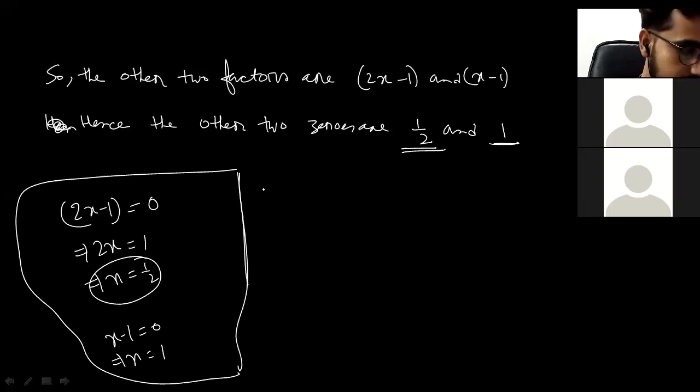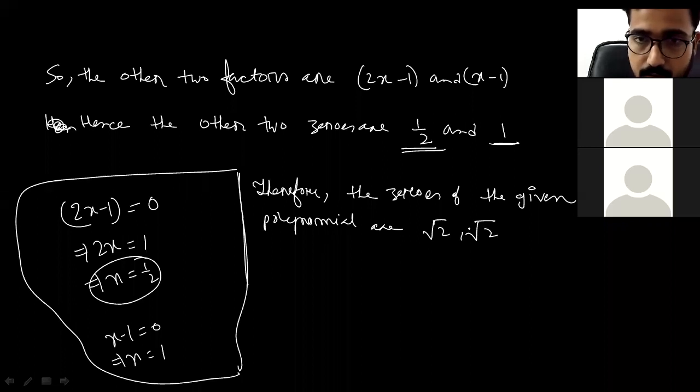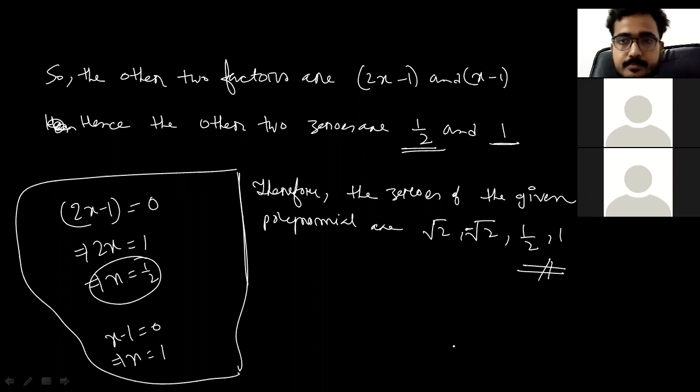Okay. So write down hence or therefore the zeros or roots, same meaning, of the given polynomial are these two roots, which are already given in your question, root 2 and minus root 2, and the other two roots are one is half and one is 1. This is the answer. Clear all of you? Okay. So write down this one.